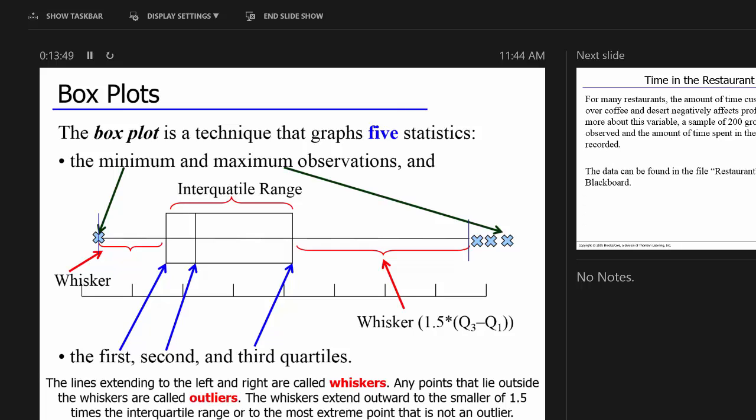If you cannot reach a point starting from the box with the maximum whisker length of 1.5 times the interquartile range, we declare that these points are too far away from the majority of the data, from the center, okay, from the 50% of the data in the middle. And therefore, we call these points outliers. That's essentially how outliers are defined in statistics.